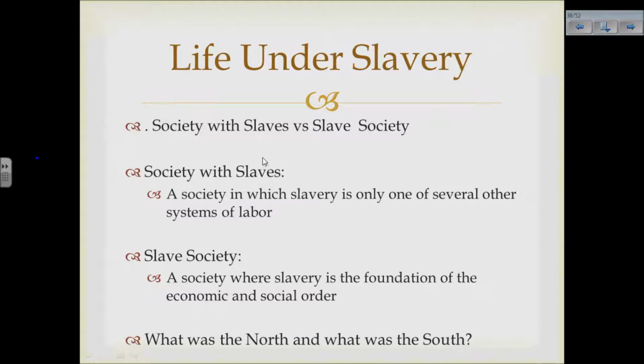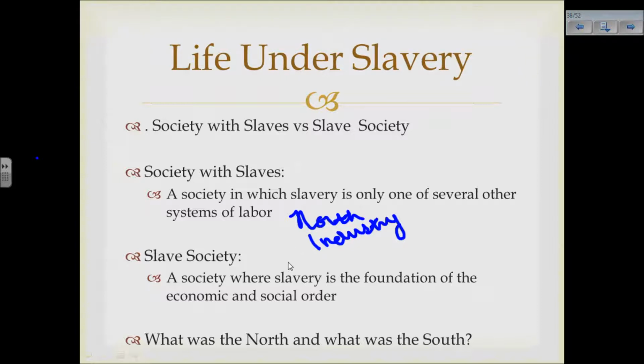Alright? So I want you to first note the difference between a society with slaves and a slave society. A society with slaves is a society in which slavery is only one of several other systems of labor. This is something you would see very prominently in the North. Keep in mind what the North's economy is based on: industry. Industry can have a multitude of workers. Low-paid immigrant workers are flooding into factories of the North, and other such methods as that. Slavery is not an essential, integral part of this society.